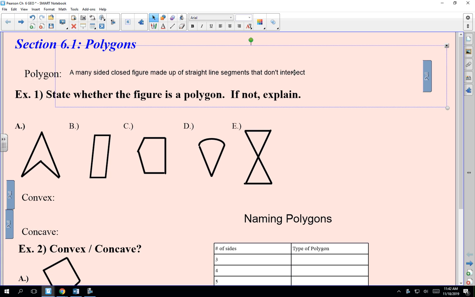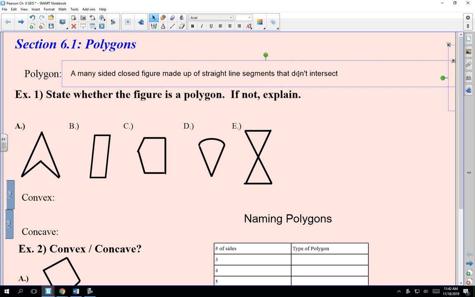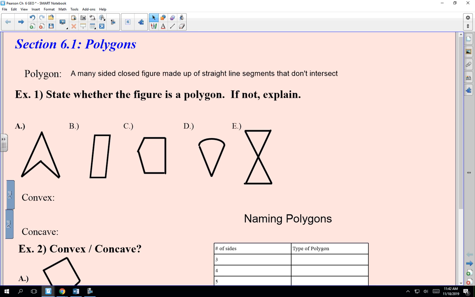So a many-sided closed figure made up of straight line segments that don't intersect. So there's a little bit more to it than maybe we've thought about in the past. So it's a many-sided closed figure made up of straight line segments, so no curves, that don't intersect.